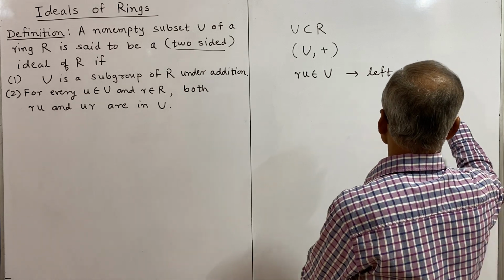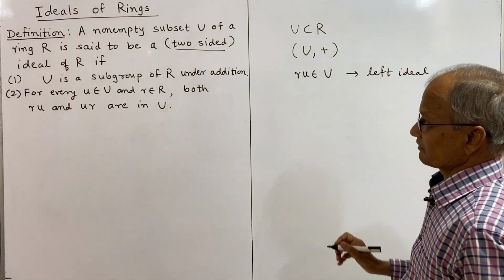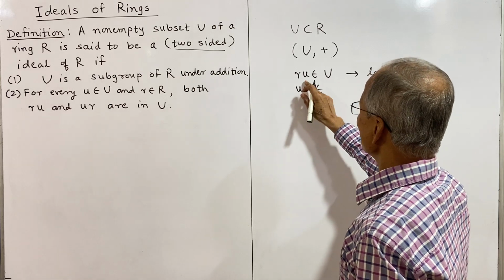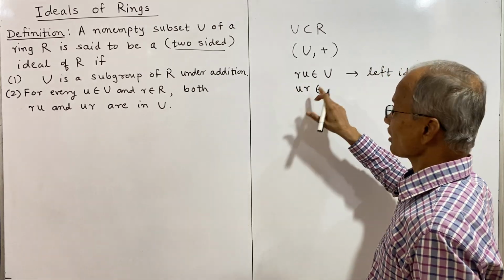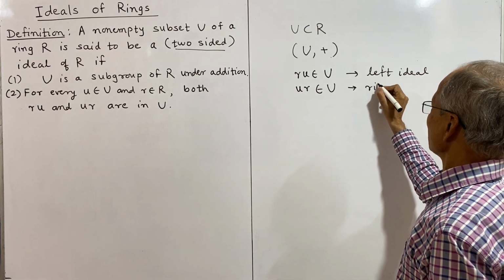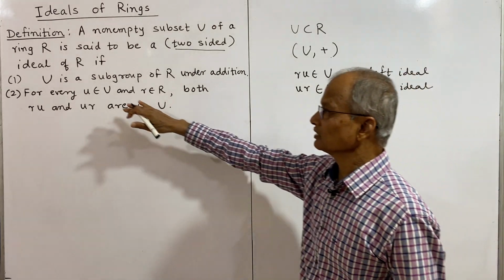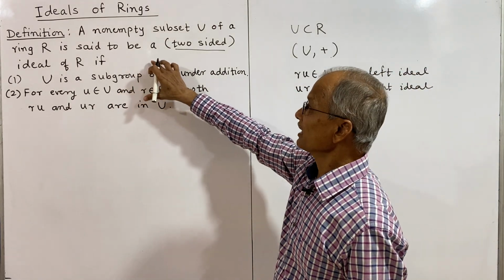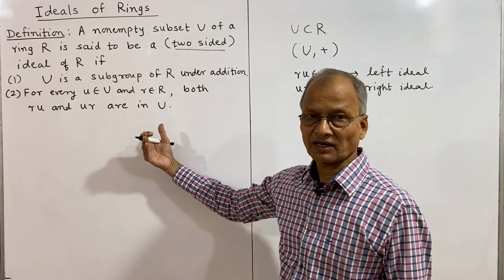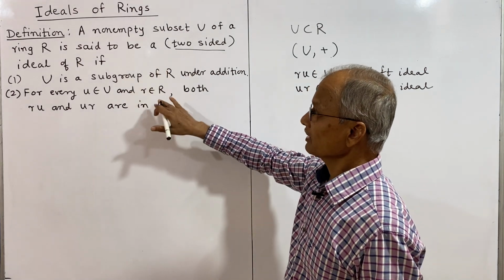This is left ideal of ring R. And the second condition, ur: u is in U, r is in R, but their product is necessarily in U. So this is the condition for right ideal. And because we have written both these conditions in this definition, this ideal is known as two-sided ideal, meaning both left as well as right ideal. So this is the definition of ideal of a ring.